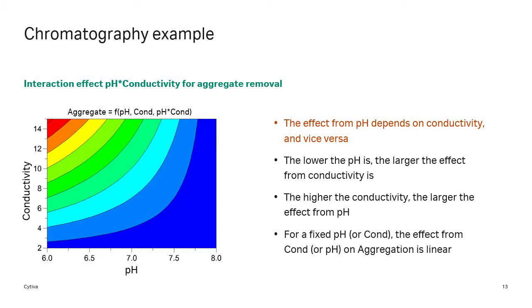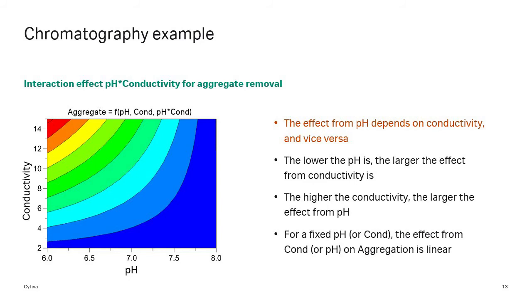Blue being a low amount of aggregates, red being a high amount of aggregates, and the other colors going from low to high down. And here you can see that if we start, for instance, from the bottom left corner at the low conductivity and the low pH, and we gradually increase the pH, holding the conductivity constant, we'll see virtually no effect from pH on aggregate content. So we can basically choose any pH we like and still have a good low amount of aggregates.